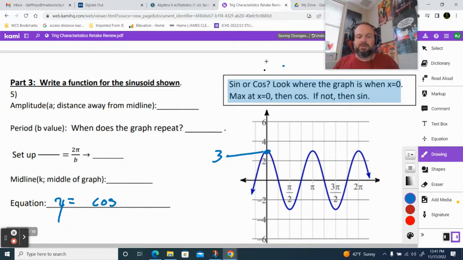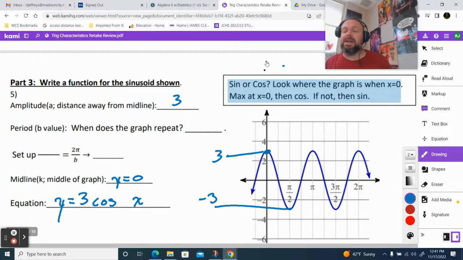All right. This right here, this happens to be -3. So let's think about it. If this is 3 away this way and 3 away this way, what do you think is our midline? What cuts it right in half? Yeah. So y equals 0. Hey, we can also answer the amplitude, because it's 3 away.